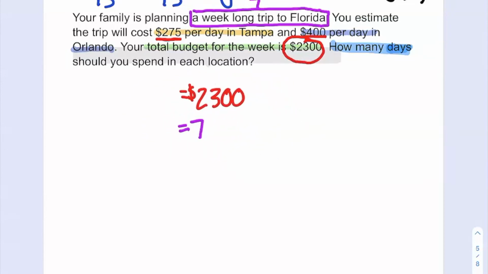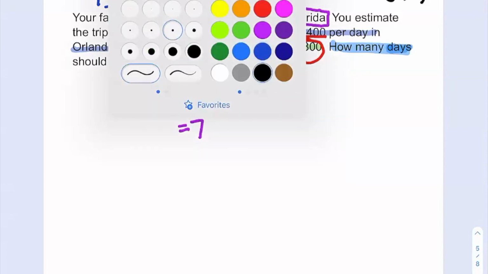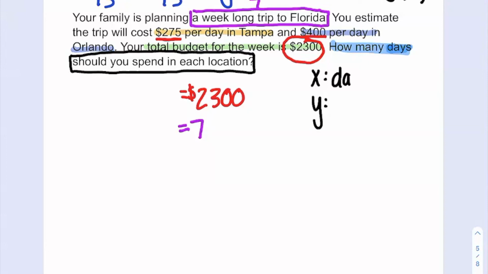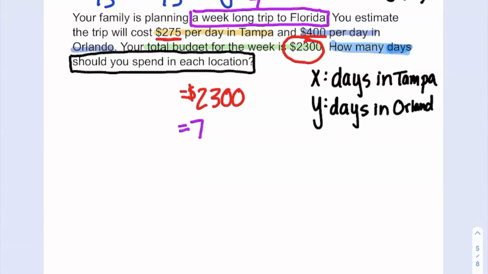Step 2 is to define your variables. What are the two options or things that you are deciding between? This can typically come from the question, how many days should you spend in each location? Well, X then is days in Tampa, and then my Y is days in Orlando. As we said, the total is going to be 2,300. So any other dollar amount in our problem is going to go with that total amount.